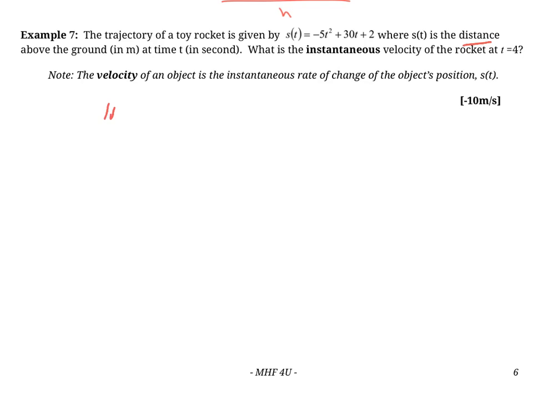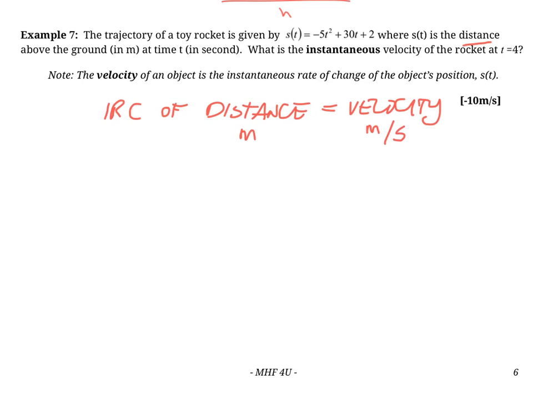The instantaneous rate of change of a distance graph or a distance function is velocity. Because think of velocity as how distance changes per time, right? So if distance is in meters, velocity is going to be meters per second. So that's essentially all we're finding here. We just want to know the instantaneous rate of change of that function s at t equals 4.